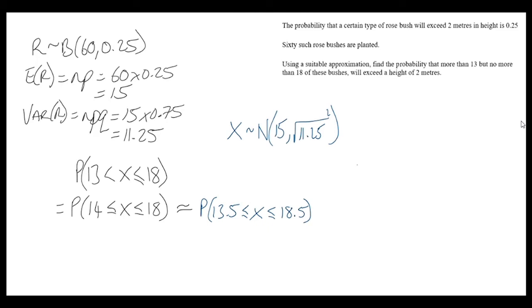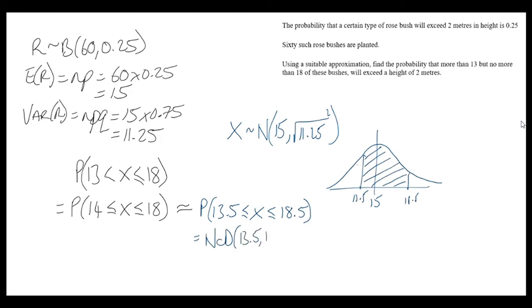Okay, so let's see what this looks like on a diagram. Here's my normal distribution. The mean is 15. I'm going from 13.5 all the way up to 18.5. This is the area, this is the probability that we're looking for. This can be done in a normal CD calculation, so straight to the calculator. Minimum of 13.5, maximum of 18.5, standard deviation and the mean, and from our calculators we get the answer 0.5243.